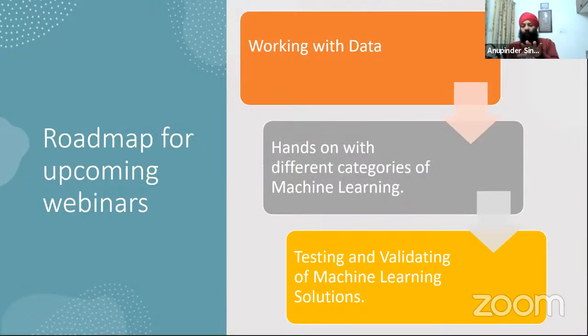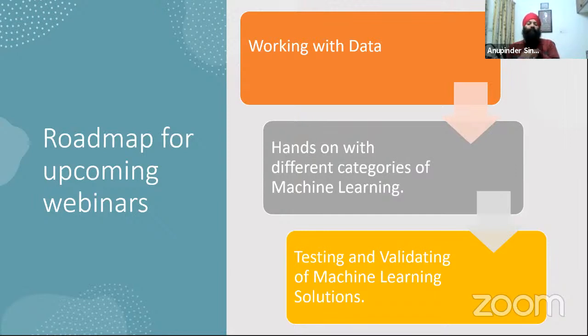The roadmap for the upcoming webinars: I'll be talking about the various concepts of working with data, right? That's the very first thing. We'll be talking about cleaning the data, and what different approaches we have. We are also going to talk about how the data can be populated if there are plenty of null rows corresponding to certain required columns, how we can combine a number of data sets together to build one single data set, how the features can be extracted out of them, and so on.